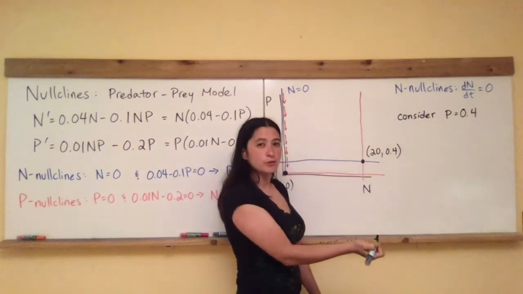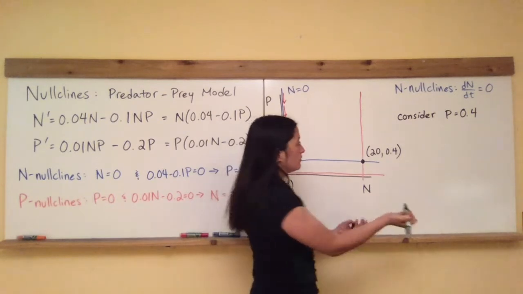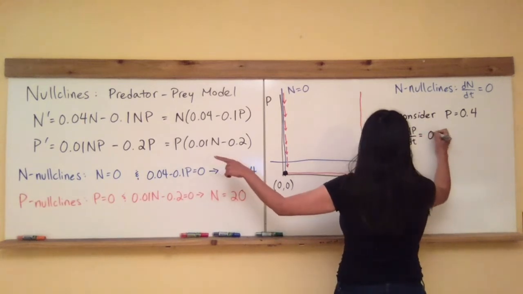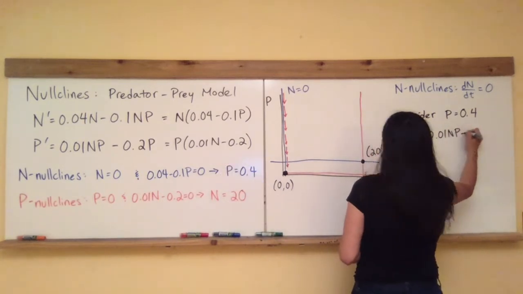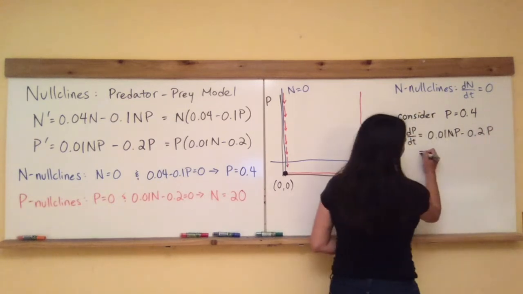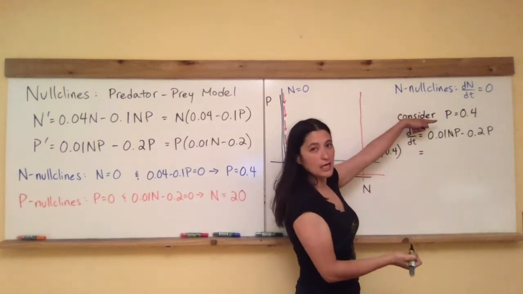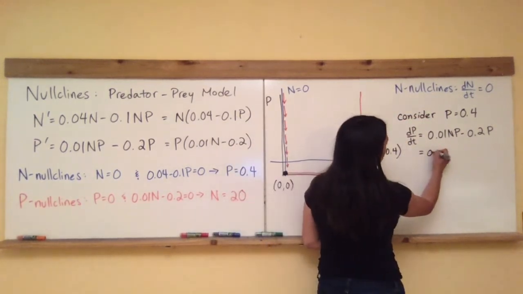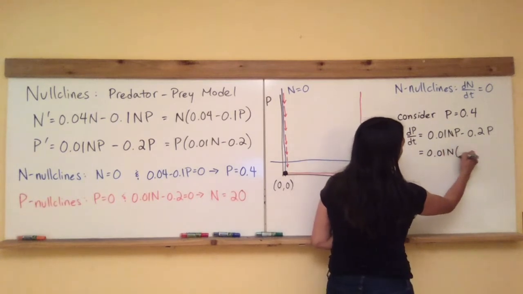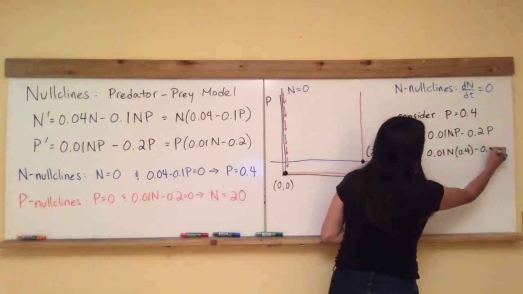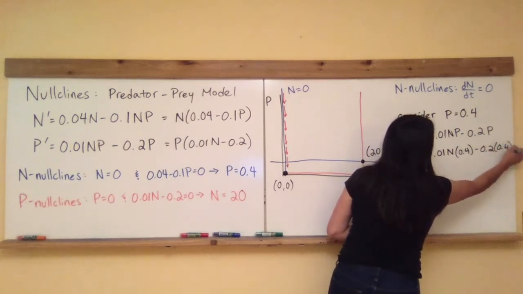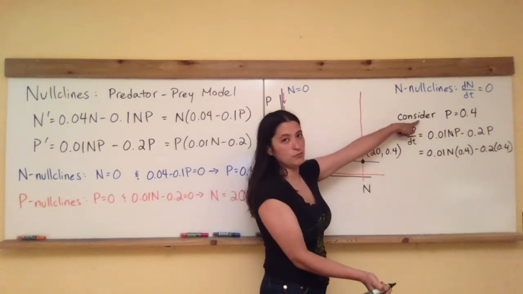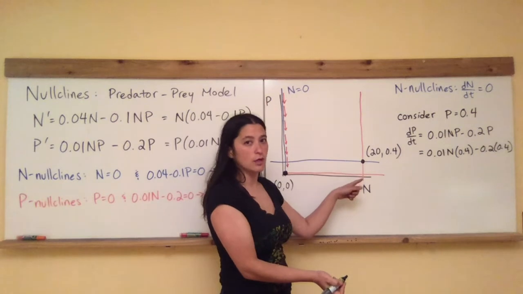Remember that this is still a blue nullcline that I'm considering. And what I'm going to do is look at the equation for dp/dt, or p prime, and it says 0.01np minus 0.2p. Okay, and I'm going to plug in my assumption, which is that I'm on the nullcline. Now I'm on this horizontal line right here. I'm going to plug it in for p because it's a statement about p. Everywhere I see a p, I'm going to put 0.4. I'm able to do that because I'm assuming that I'm just looking at this one horizontal line.